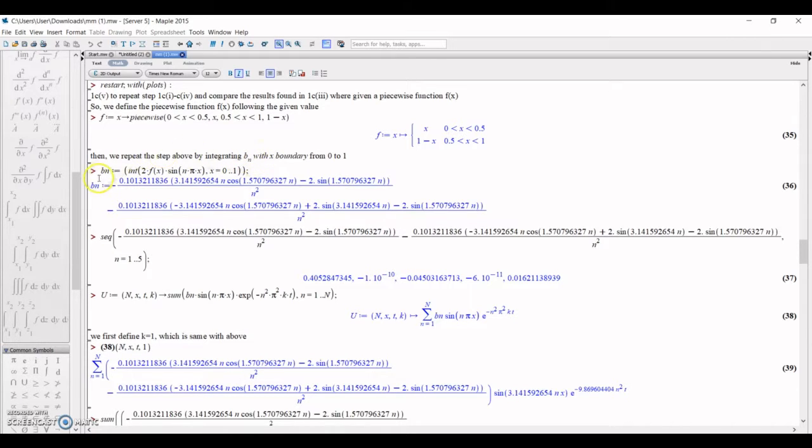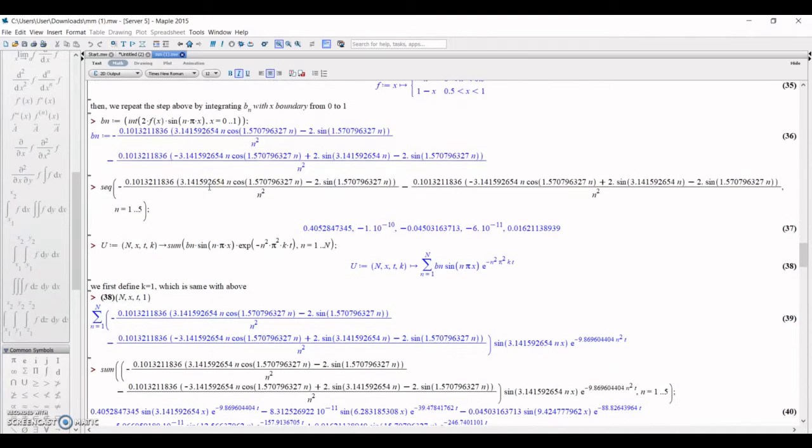So here is the coding. bn equals the integration of f(x) times sine n pi x, where x is from 0 to 1. And here is the equation. After that, we need to find the first 5 terms. Then the coding is seq. Then copy this whole thing inside, with n equals 1 to 5. Then we will get the first 5 terms.